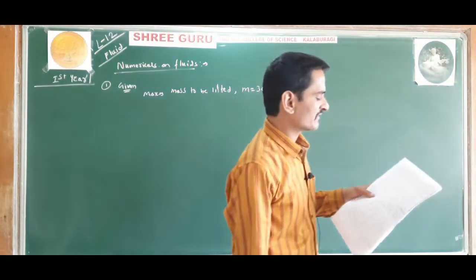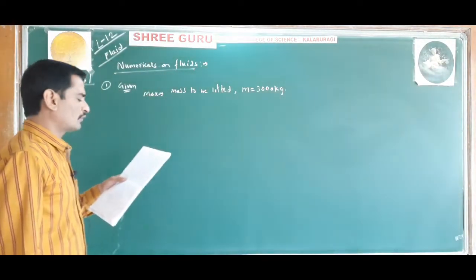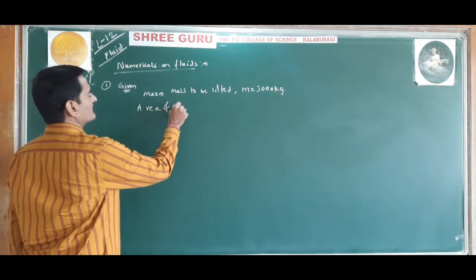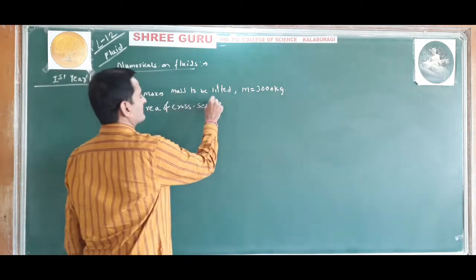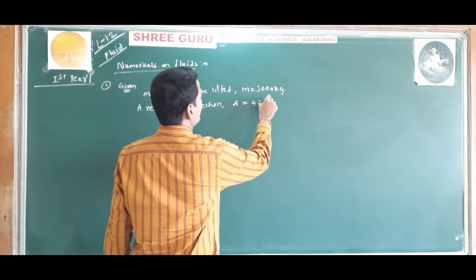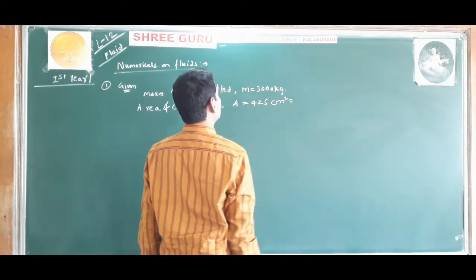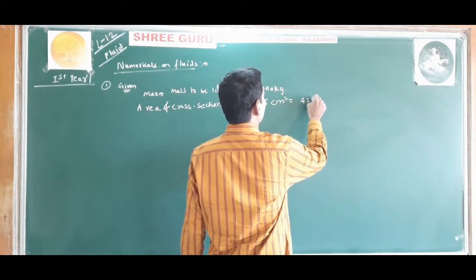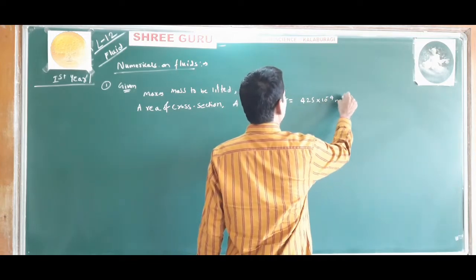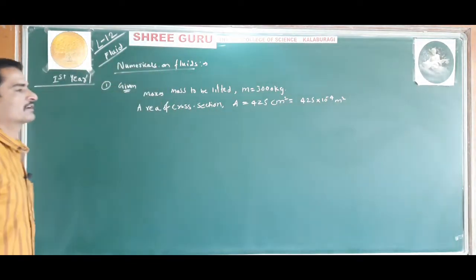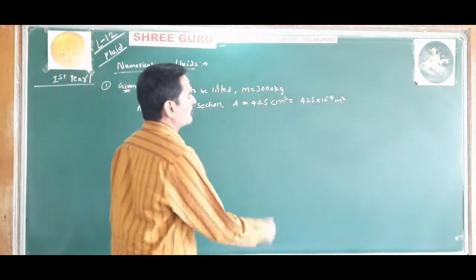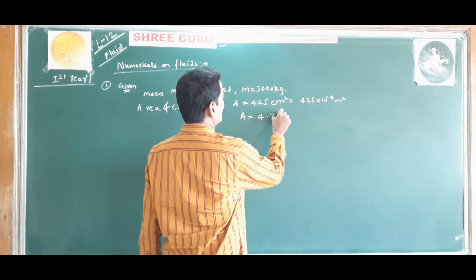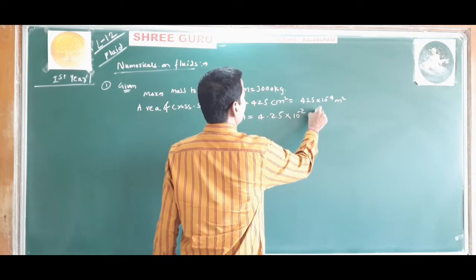The area of cross section of the piston carrying the load is 425 square centimeter. So area of cross section is given. Area of cross section A is equal to 425 square centimeter. So make it into SI unit, that is 425 into 10 to the power minus 4 meter square. Or you can write 4.25 into 10 to the power minus 2 meter square.